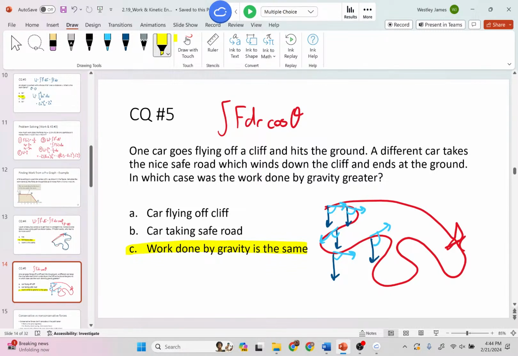That's something we have talked about. Gravity doesn't care about whether you're moving to the left. Gravity doesn't care if you're going at an angle. All gravity cares about is the up, down. It cares about where you start and where you end.